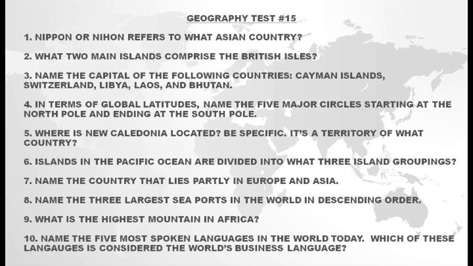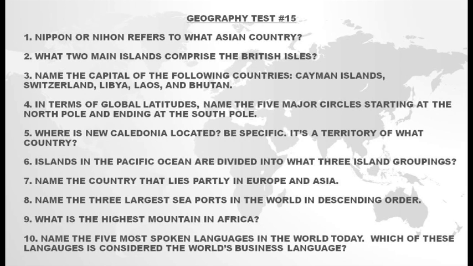Question number 1. Nippon or Nihon refers to what Asian country? 2. What 2 main islands comprise the British Isles? The British Isles is off the coast of mainland Europe. Question 3. Name the capital of the following countries: the Cayman Islands, Switzerland, Libya, Laos, and Bhutan.